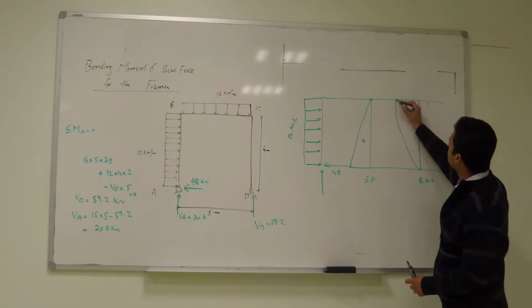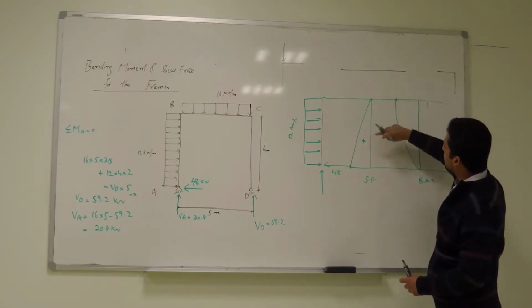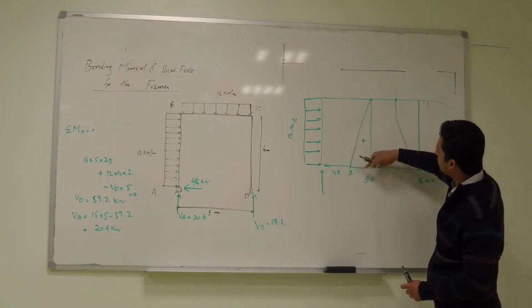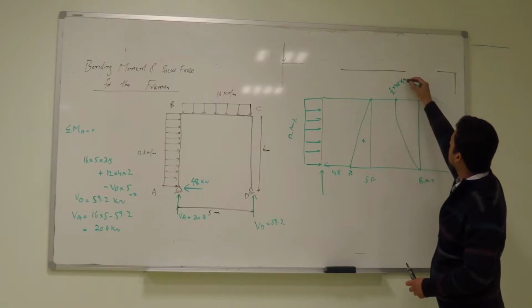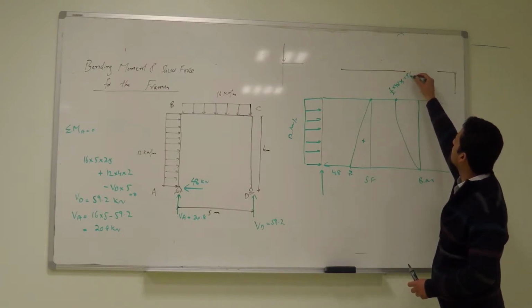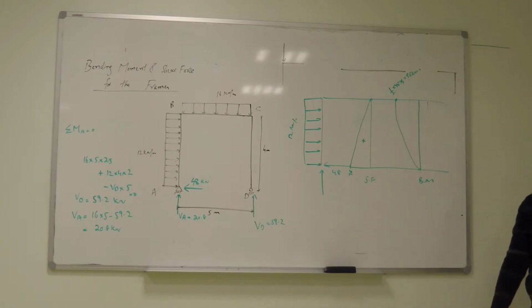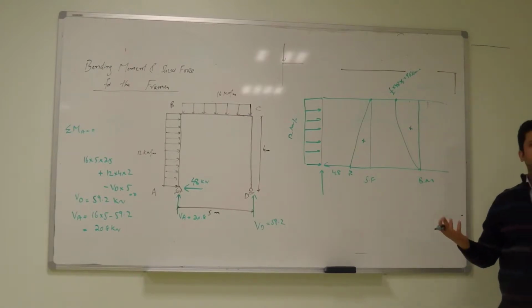And this value will be how much? 96? This point is 48, so how much is this total area? 48 into half into 4. 96. This is positive. So this is the bending moment diagram for the member.